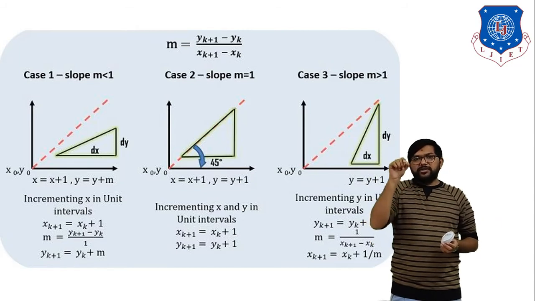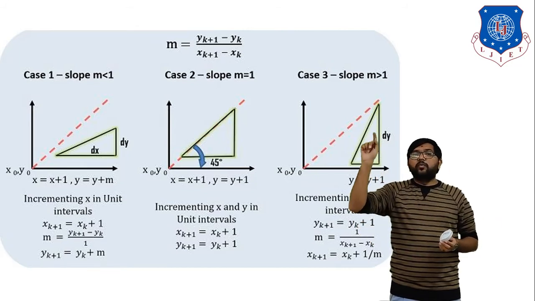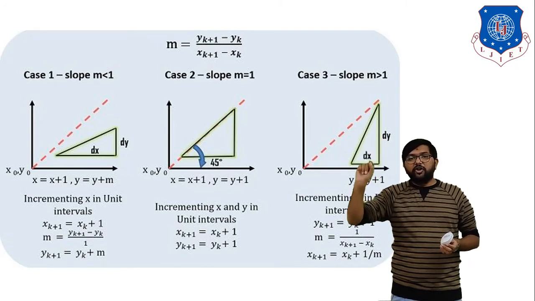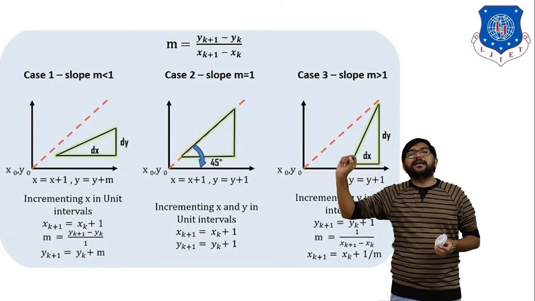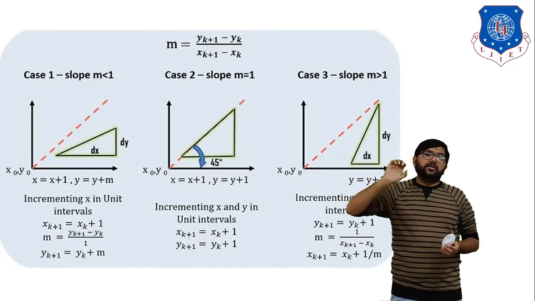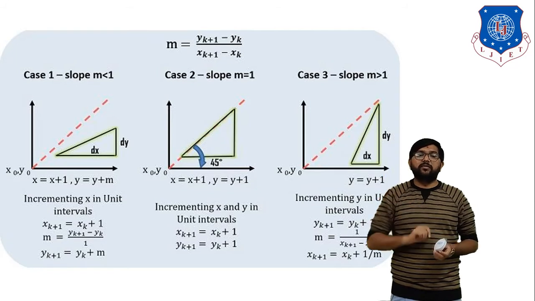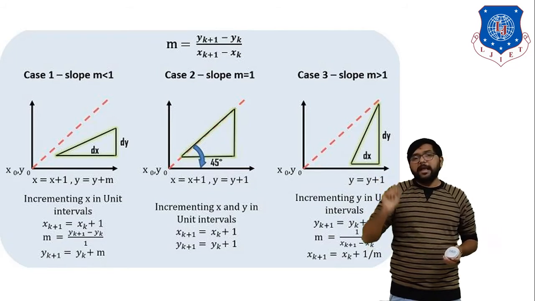Now the equation of slope m is equal to delta y upon delta x, where delta y is equal to 1 and in the denominator xk plus 1 minus xk. Now you need to make xk plus 1 the subject. So the equation is xk plus 1 is equal to xk plus 1 upon m.